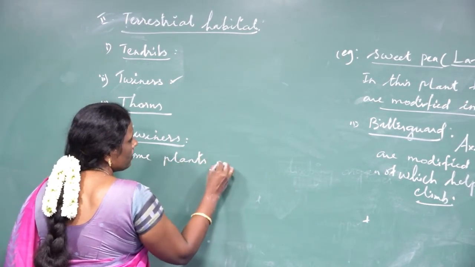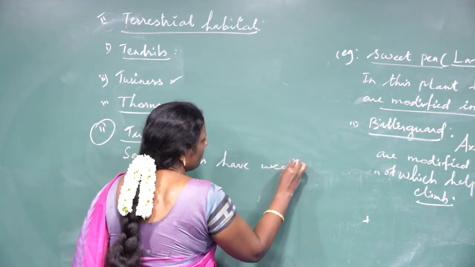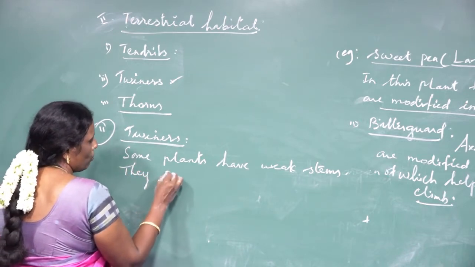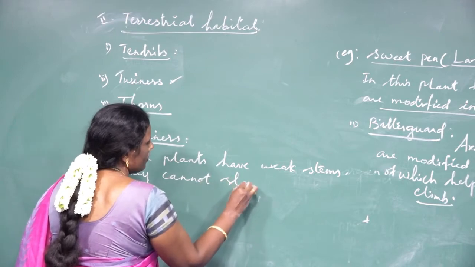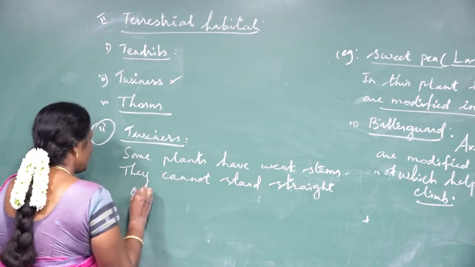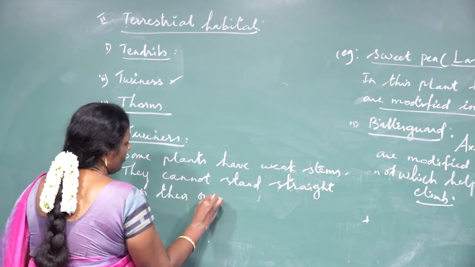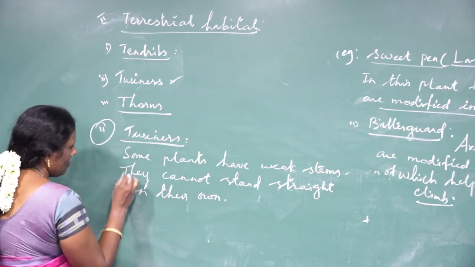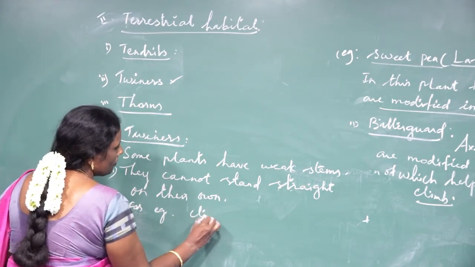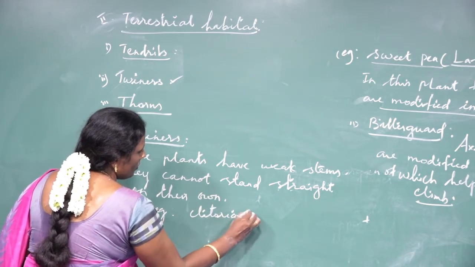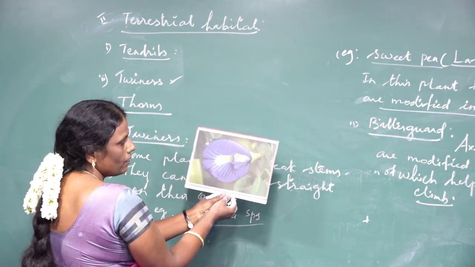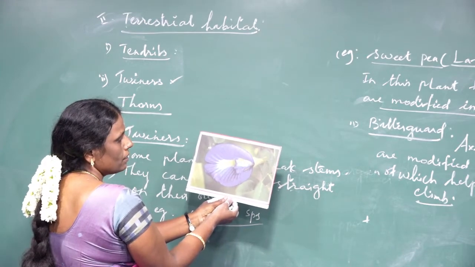Some plants have weak stems. They cannot stand straight on their own. For example, clitoria. It is the clitoria plant. It also has weak stems, so it needs support to climb up.